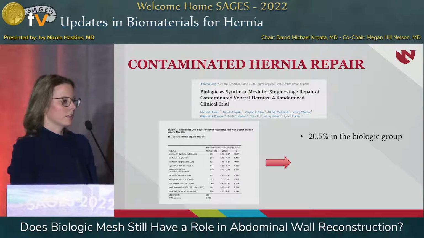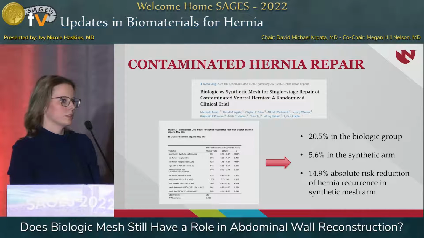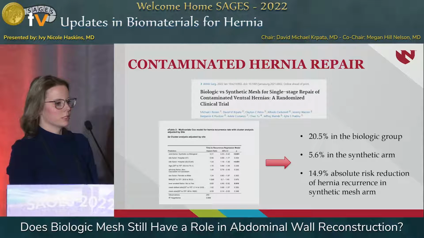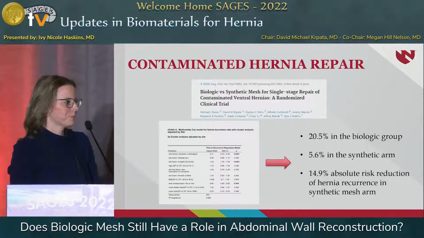And they found that there was a 20.5% rate of hernia recurrence in the biologic group at 2 years, compared to 5.6% in the synthetic arm. And interestingly, they found that there was a 14.9% absolute risk reduction in the risk of developing a recurrent hernia if you underwent your hernia repair with synthetic mesh.